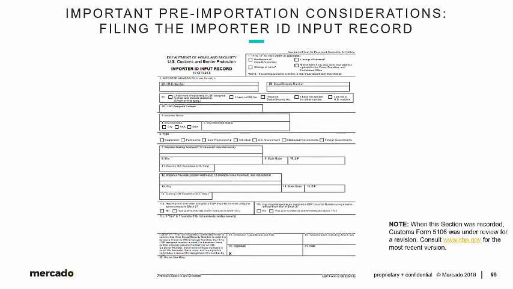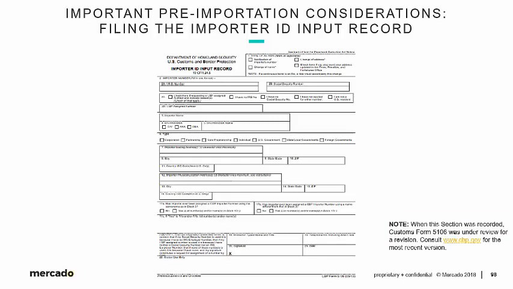We're going to run through it, but before we do so, let's look at the lower right-hand side. We have a quick note which states, when this section was recorded, Customs Form 5106 was under review for a revision. Consult cbp.gov for the most recent version. It's not likely to change too much, maybe it will, but we want to say that when this section was recorded, this is what was in place.